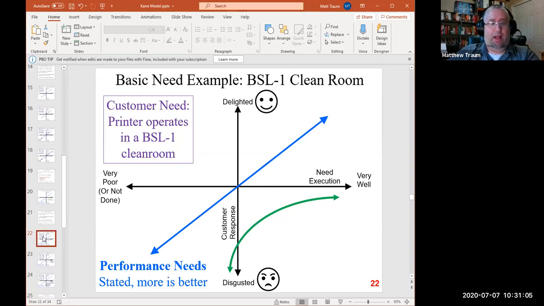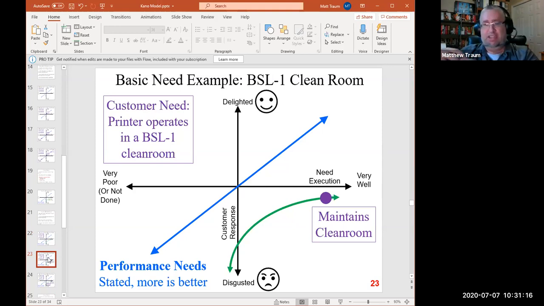So how does this work? Well, if you guys came up with a 3D bioprinter that was entirely compliant with BSL-1 standards, it would operate very happily in a clean room. It wouldn't cause any spills. It wouldn't create any effluent, and it wouldn't foul the space of the clean room. And that's great. But that's exactly what the customer expects, right? They don't want to put a 3D bioprinter in their clean room that's going to mess up their BSL-1 clean room rating. And so even if you are executing this really well, you've come up with a 3D bioprinter that maintains the clean room environment, your customer isn't going to care, right? Because that's what they're expecting.